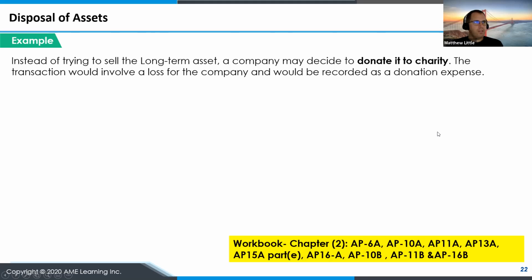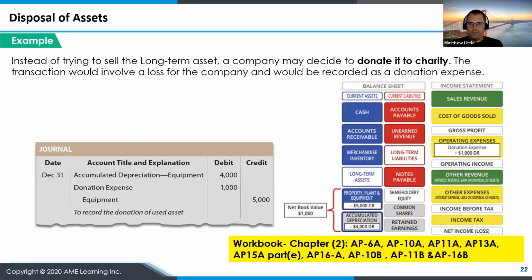All right, here's another example where what if a company decides to donate it to charity? In this case, we would have an expense account set up as a donation expense for the value of the asset. So in this case, we would still get rid of the equipment asset, so credit for $5,000, still get rid of the accumulated depreciation on our books for $4,000, and then we would debit a donation expense for $1,000 to record and balance the transaction.